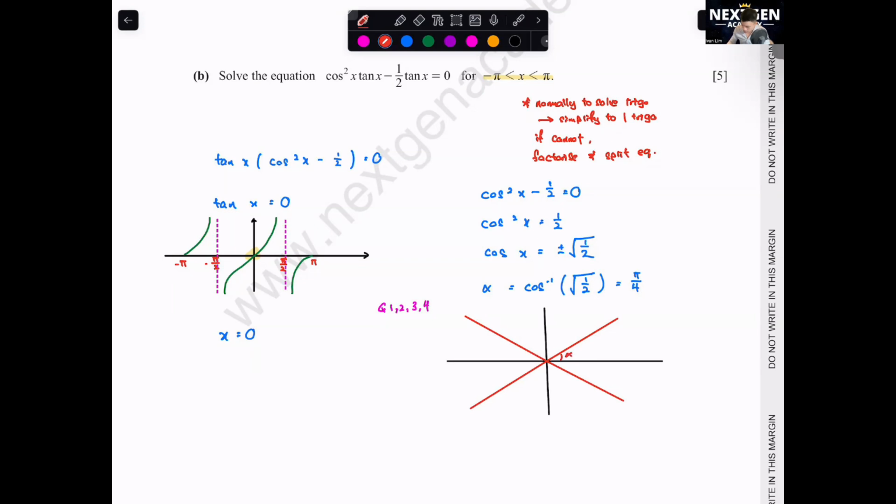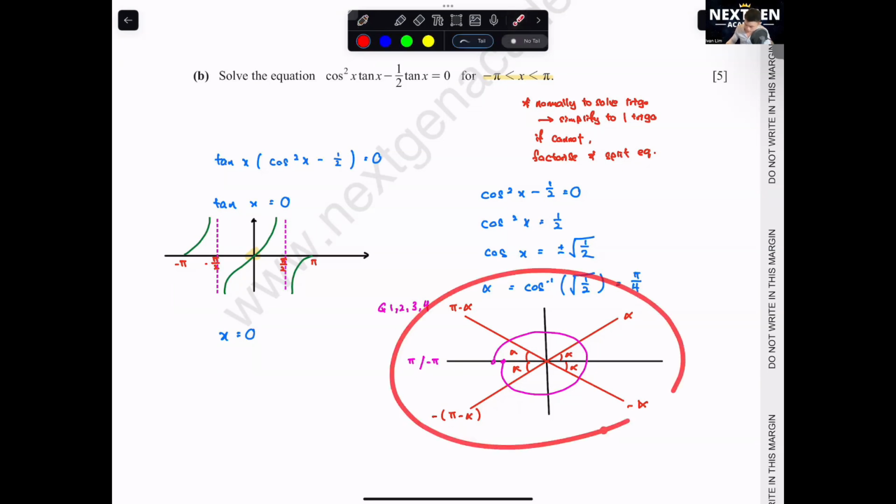So here, alpha, alpha, alpha, alpha. Okay, if you understand how to draw the rotating line from -pi to pi, actually what you're doing is just like this. From -pi, you go like that to pi. Okay, and then how do you get the 4 answers here? This is alpha, this is pi minus alpha. For this part here, this will be negative alpha. And this part will be negative bracket pi minus alpha. Okay? So this is how you calculate it.